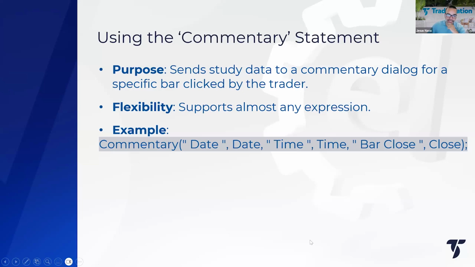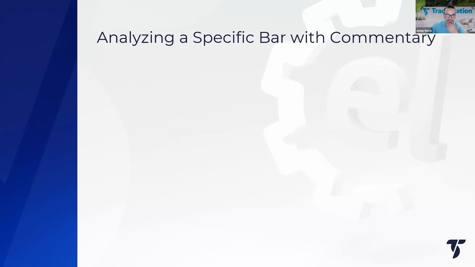For example, look at this example. It says commentary, and inside parentheses, you have all the items that you want to print. And here we have the date, the time, the bar close, exactly as we had on print. But instead of using the word print, we use the word commentary, and it sends that information to a different dialog. We're going to take a look at that. Each one has its benefits, and they can shoot out the same information, but the way that you access the data is going to be different.